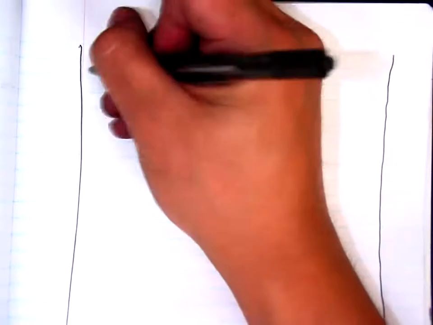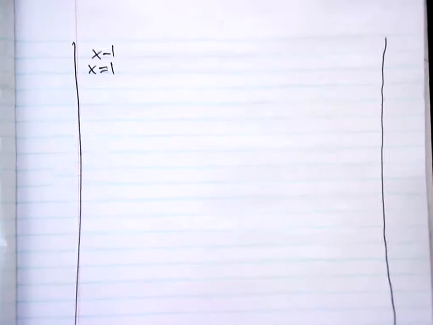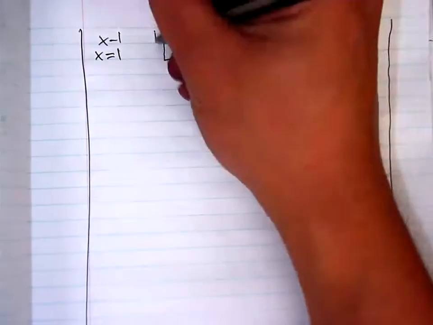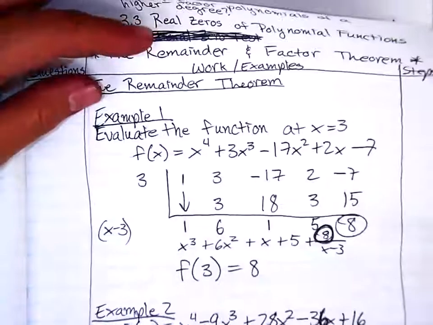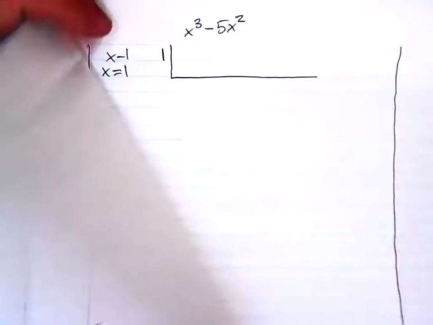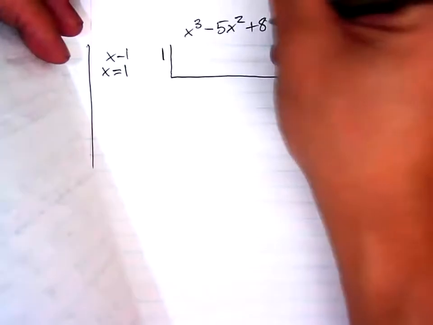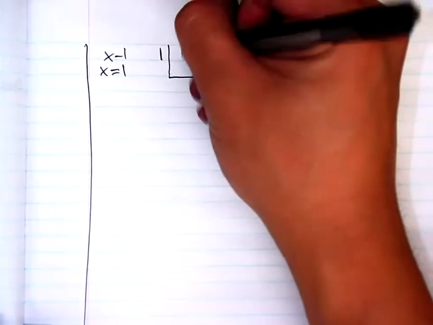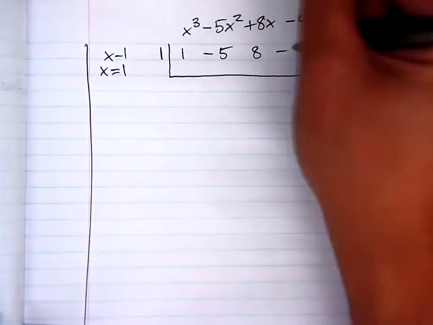So at this point, I need to prove to myself that x minus 1 is a factor for the entire polynomial, which means that I'm going to have to use x equals 1. So setting up my synthetic division, 1 will be right here. Over here, I'm going to use x cubed. Let's go ahead and write this to remind ourselves. X cubed minus 5x squared plus 8x minus 4. So the numbers, sorry, 1, negative 5, 8, and negative 4.